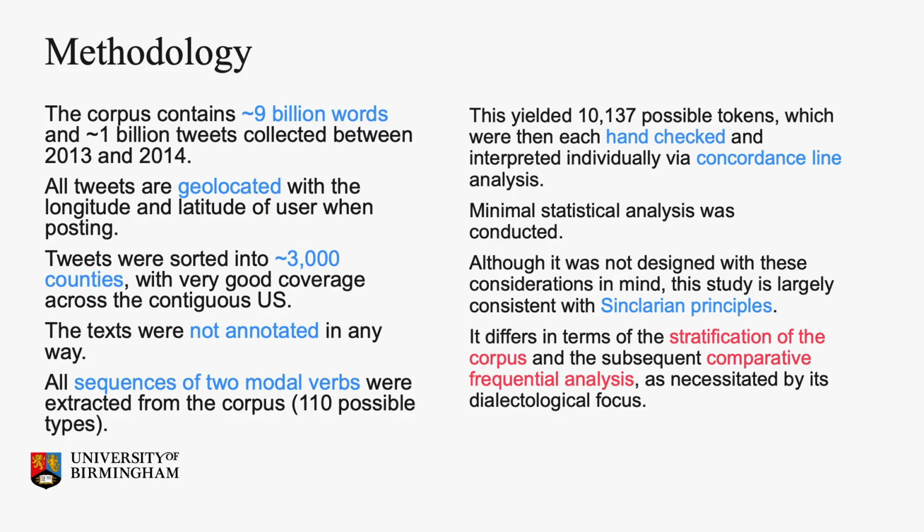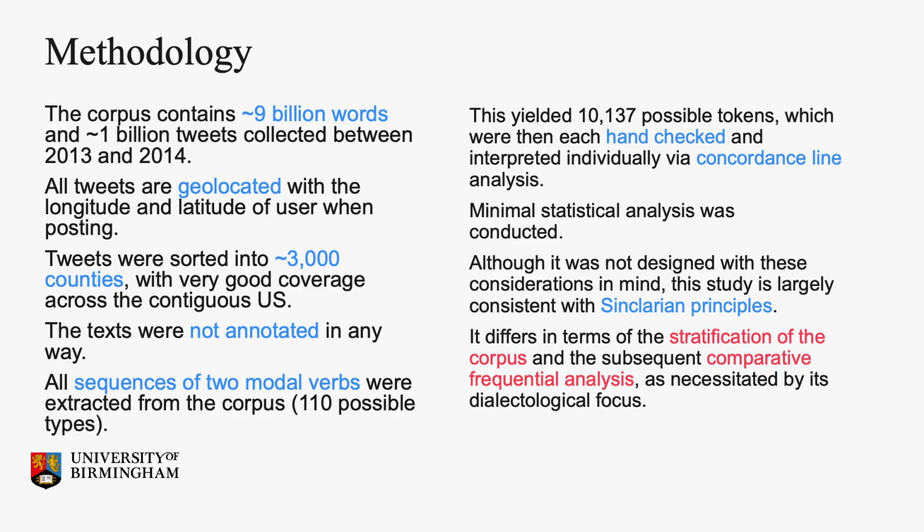These were then sorted into around 3,000 counties. These are the counties of the US. Okay, so we have a corpus here that's highly stratified into 3,000 subcorpora. None of these texts are annotated. They're very hard to annotate. There's huge amounts of them, but they're also in a very informal variety of English, right? So hard to annotate them. I mean, there are now tools that will kind of part of speech tag these, but not at the time.